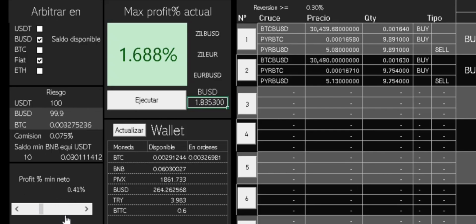On the right side we have our wallet, our money, in real time, the balance of the money we have in each coin. In case you suddenly want to update the balance, I give you this button here, update, and what it does immediately is bring the balance back so you can be a little safer.